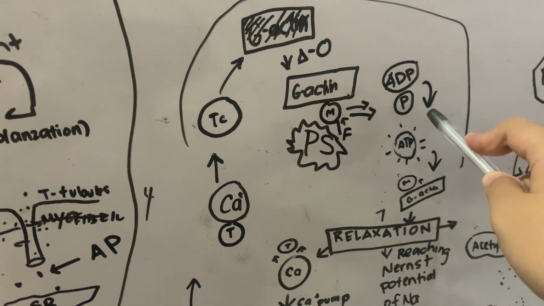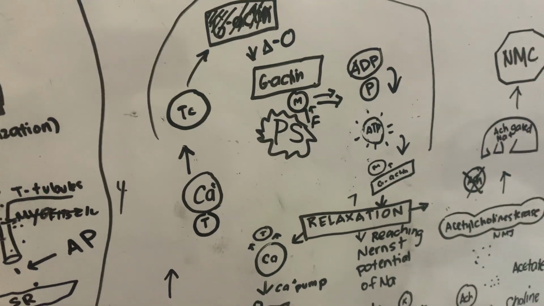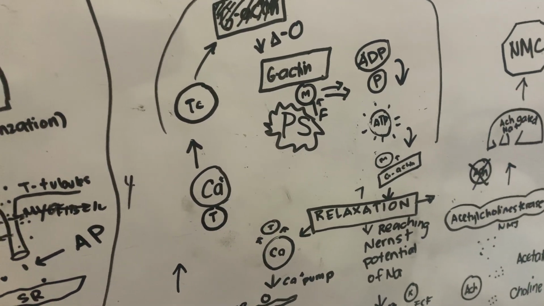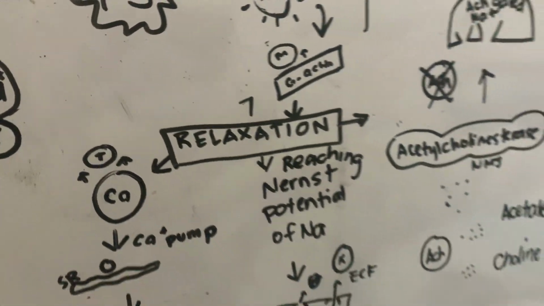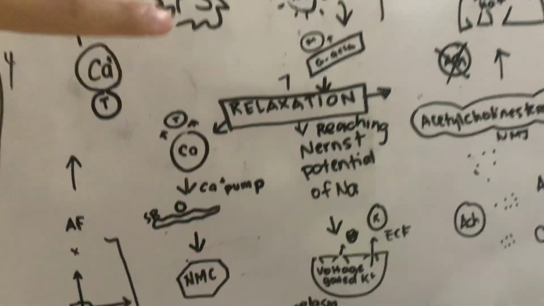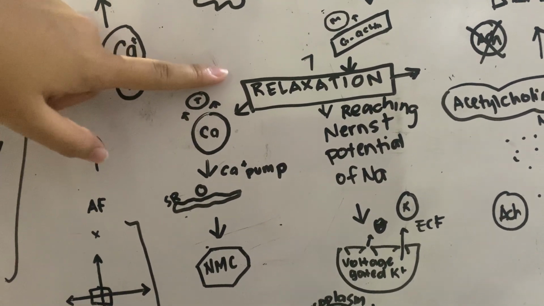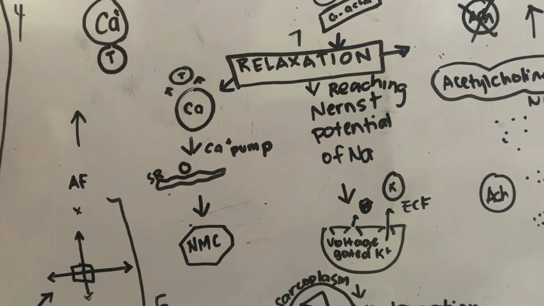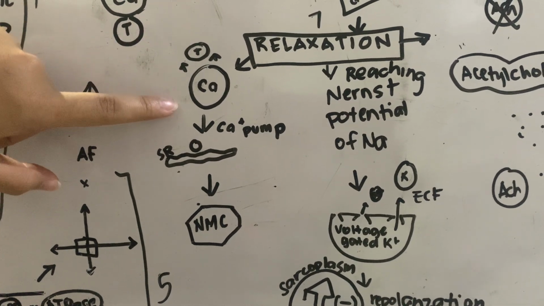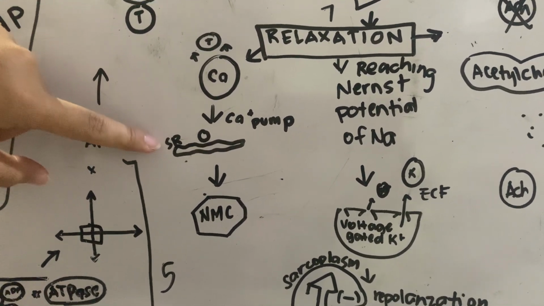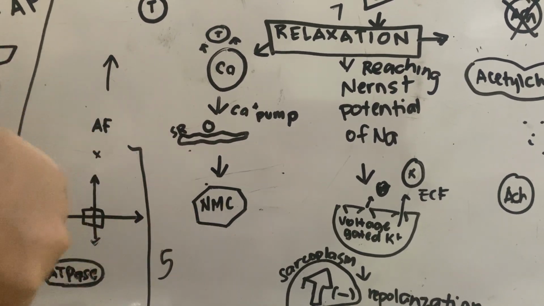and P so that a new ATP molecule can bind with the myosin head, and because of this, the myosin will detach from the G-actin, and this will make it relax. And when there is relaxation, the calcium will be detached from the troponin C, and the calcium will go back to the sarcoplasmic reticulum by the calcium pump, and therefore no molecular contraction happens.